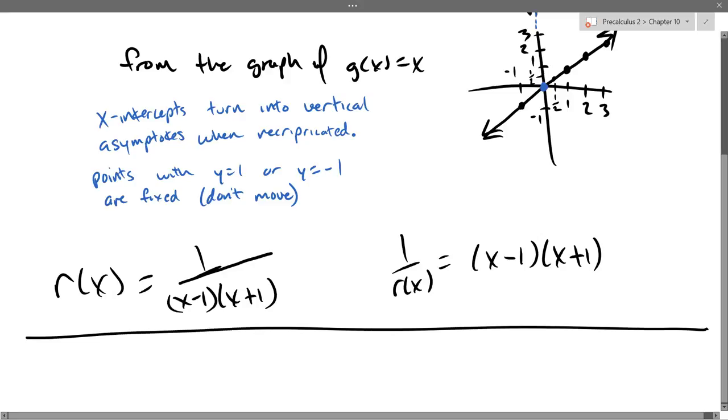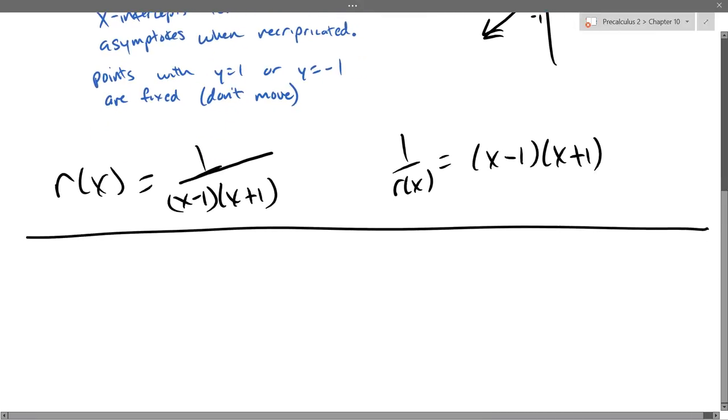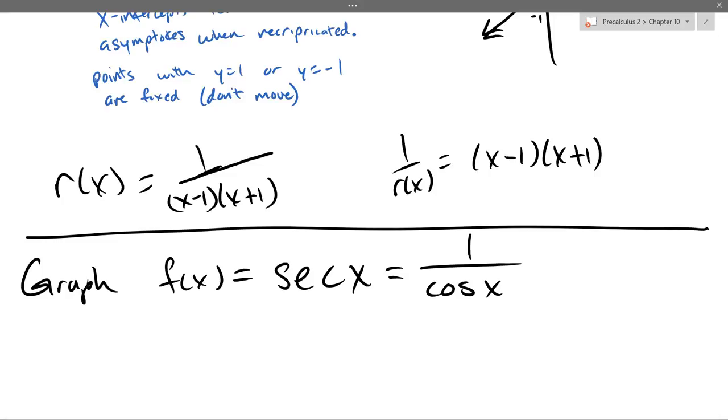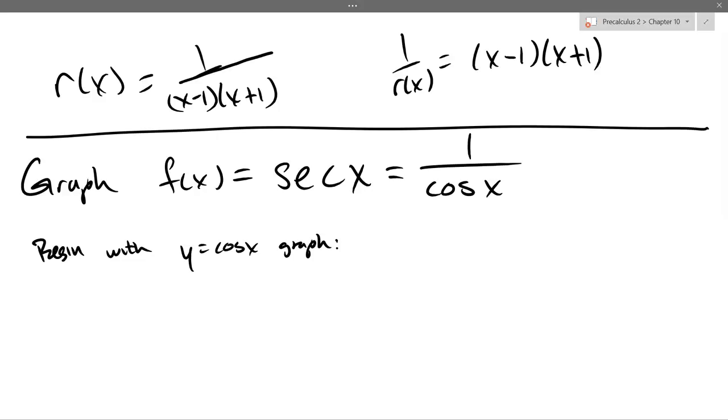All right, so back to trig. This is all basically precalculus 1 review. So we're going to graph. We started with cosine, so I'm going to go secant first. We're going to graph it based on the fact that it is 1 over cos x. So we're going to take the cos x graph that we know and reciprocate it. I'm going to graph the cos graph on top, and then we're going to graph the reciprocal graph underneath. So we can line up all the x values to match.